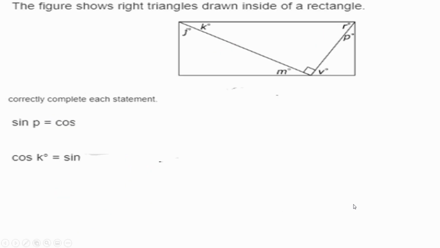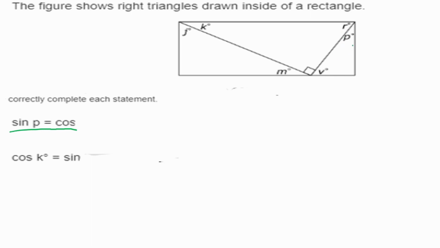Next up, we want to use the same idea here, right? That the sine and cosine of angles in the same triangle, so the two acute angles in the same triangle, swap. So what does that mean? For my first one here, let's use green. We have sine of P, cosine of what? So the sine of P is equal to the cosine of what?